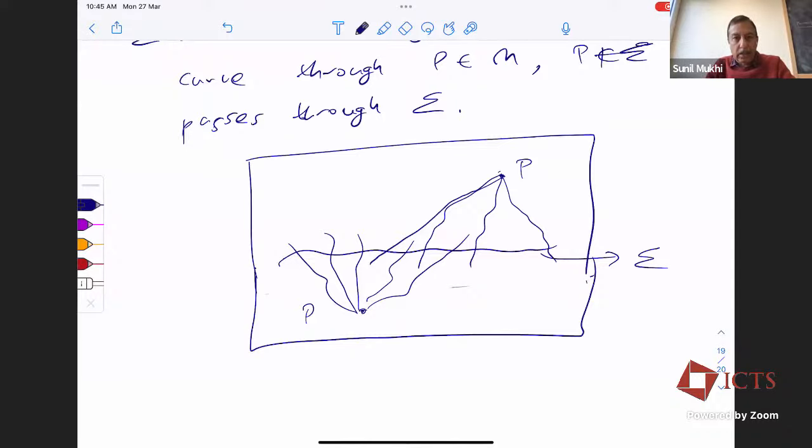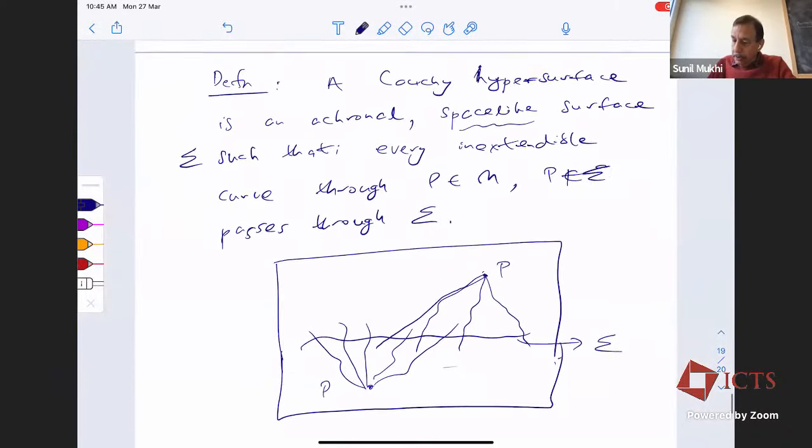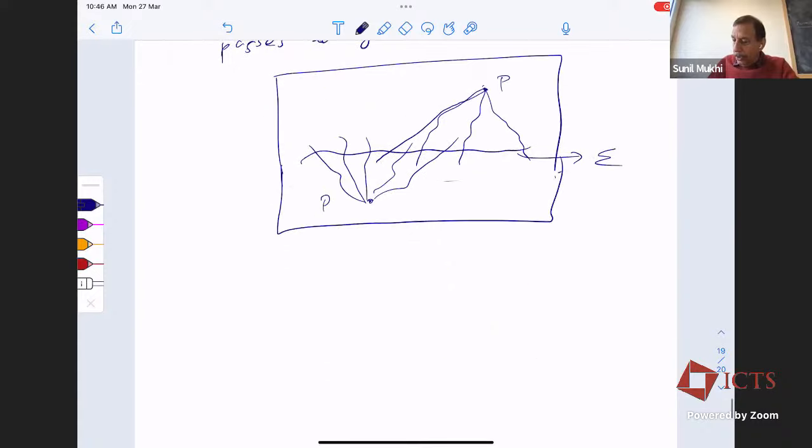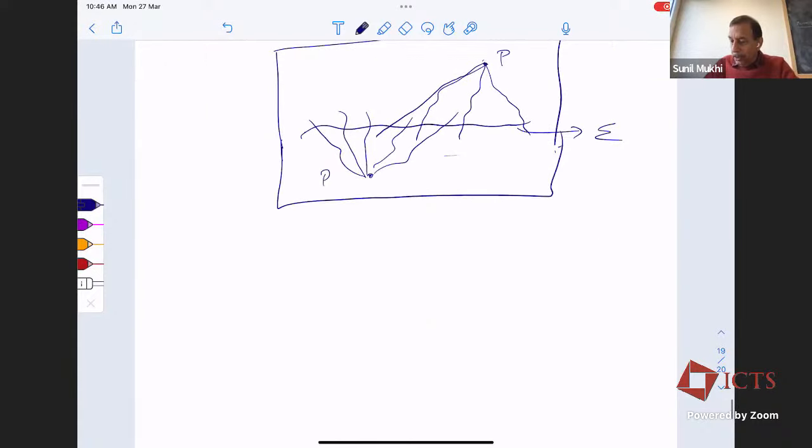Are there any questions about this definition? Let me zoom in. Let me show it to you here. Any questions? Okay, good. Clear enough. So this is a Cauchy surface. This has to be for every point P. Yes, through every P. Thank you, Sambit. Absolutely. It has to be for every point P, and that's crucial.